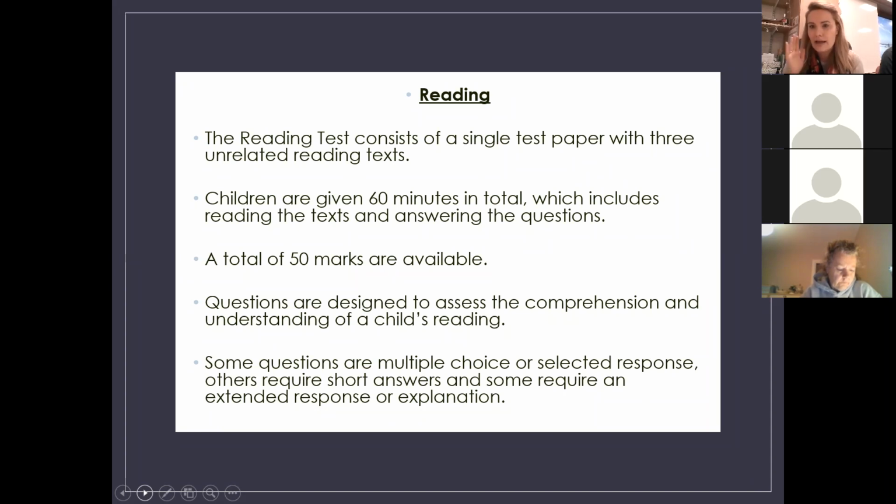So with this one, as I say, there's 3 texts that the children are given. They are easier at the beginning. The text at the end is the hardest text, and the questions tend to get steadily harder as well through each section. So we encourage as much as possible the children to work through the easier questions, and we talk a little bit more about test technique again after February half term.